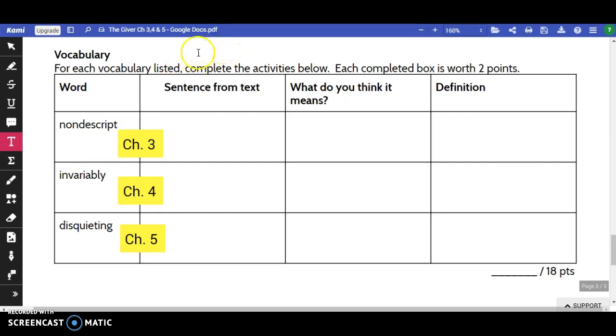When you do this part of the activity, first copy the sentence from the text. Then predict what you think it means. And lastly, look up the definition using Word Central.